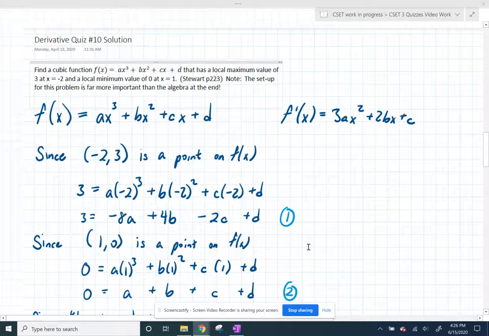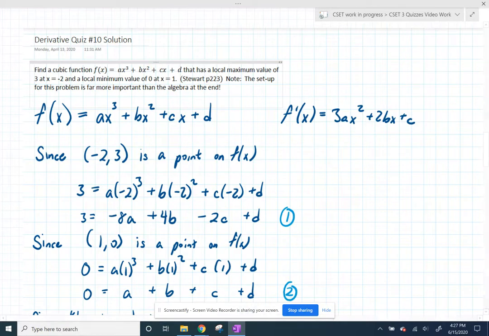So similar to the one we did before, we have 4 things we don't know, A, B, C, and D. So we're going to need to have 4 equations to solve for our 4 unknowns. And so I make a note here that the setup is far more important. There's going to be a lot of algebra at the end. Don't worry so much about the algebra, but make sure that the setups make sense. So 4 equations, 4 unknowns. Let's see what we can find.